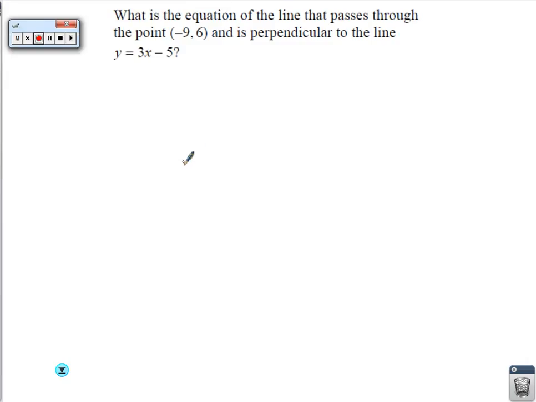Find the equation of the line that passes through the point (-9, 6) and is perpendicular to the line y equals 3x minus 5. Reminder: when two lines are perpendicular, what's true about the slope? Opposite reciprocal slope. The slope of this one is 3, so the slope of my line would be -1/3. I want my line to have a slope of -1/3 and pass through the point (-9, 6).